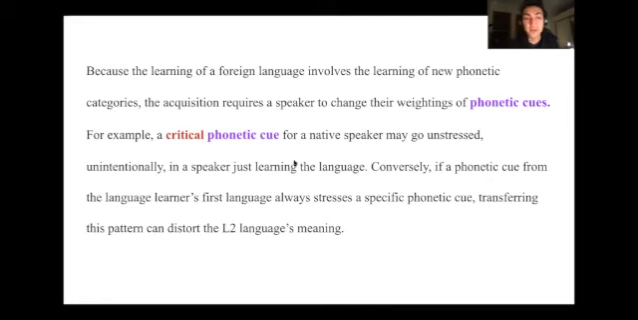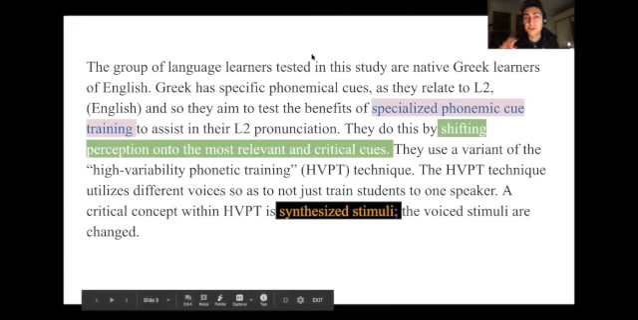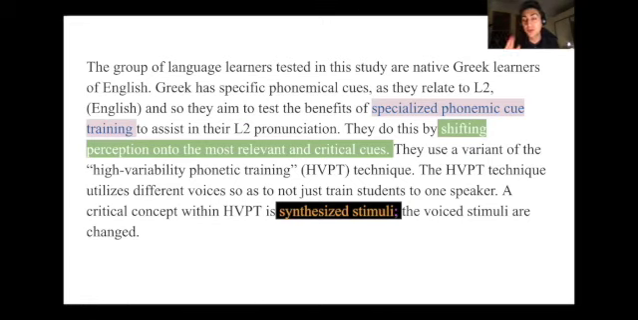Conversely, if a phonetic cue from the language learner's first language always stresses a specific phonetic cue, transferring this pattern can distort the L2 language's meaning as well. If it's not a thing in your first language, you could not notice the phonetic cue as you're learning the second language. So the group of language learners tested in this study are native Greek learners of English. So the L1 in this scenario is Greek. Greek has specific phonemic cues, phonemes, as they relate to L2. In this example, we're doing English.